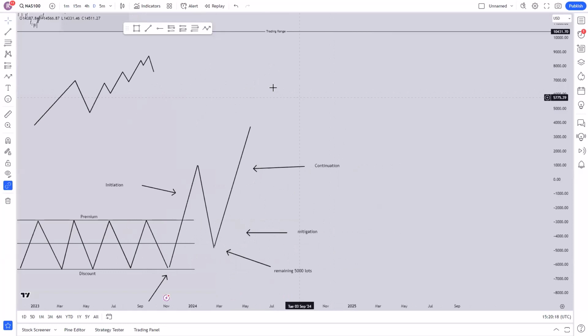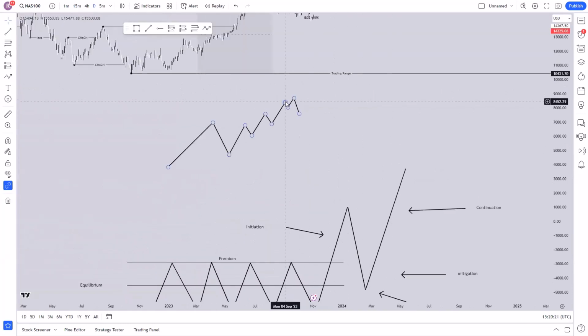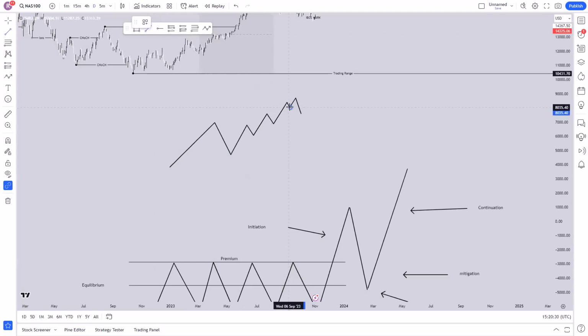Okay, so remember, we get this fractal pullback, so then this becomes our fractal high. We then get that continuation to the upside. So where is our fractal low? Our fractal low is here. Then we get that fractal change of character. If price then gets that fractal change of character, does anybody remember what that signals? Not necessarily. So a fractal change of character doesn't necessarily mean a dump. It just shows that we are now getting that internal pullback.